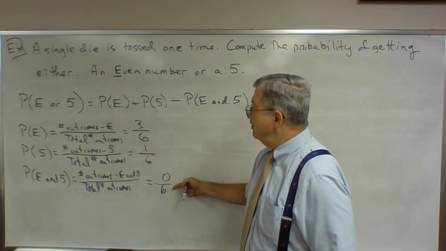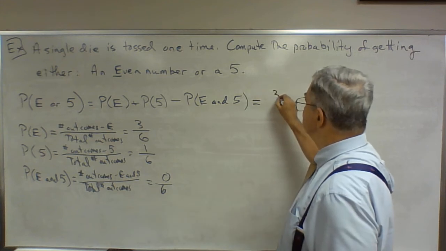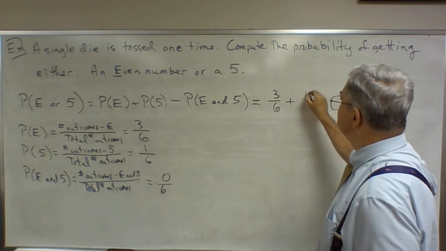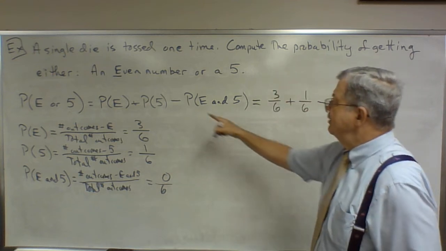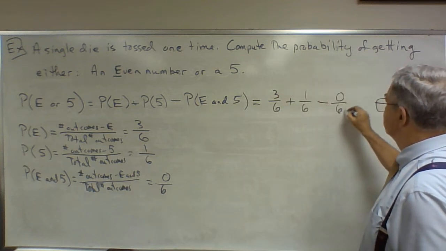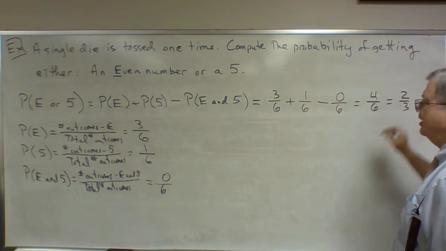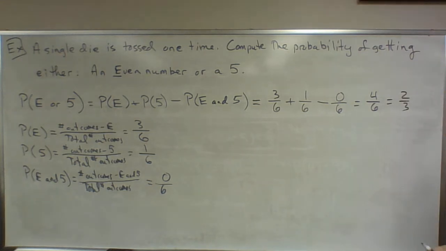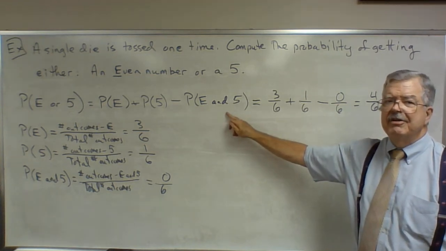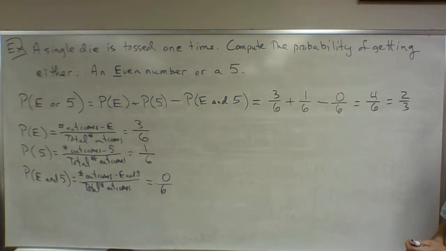Well, what happens if we put all of these things into this formula? Probability of getting an even is 3 over 6. Probability of getting a 5 is 1 over 6, minus the probability that they both happen, which is 0 over 6. But we get the same thing. If we use this formula, this probability is just going to turn out to be 0, and we're going to get the same answer that we got before.